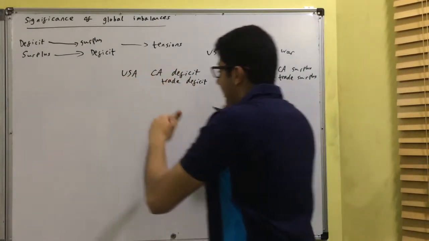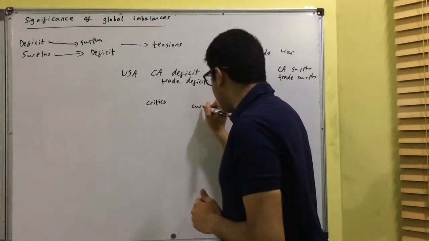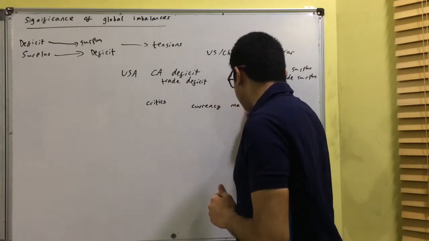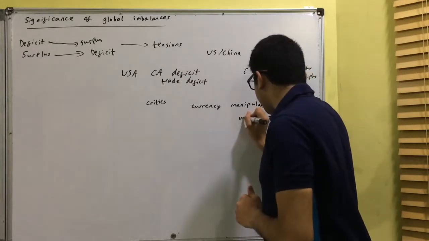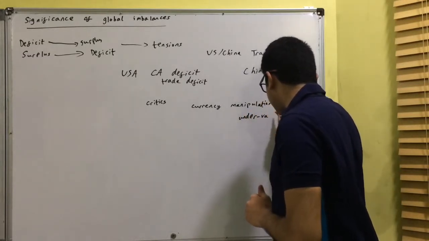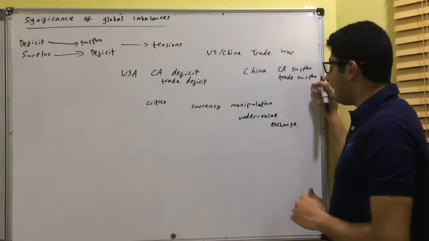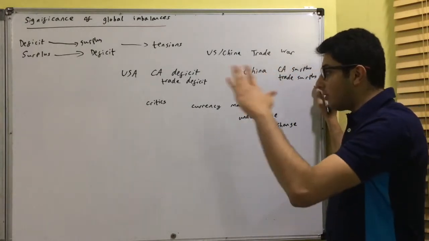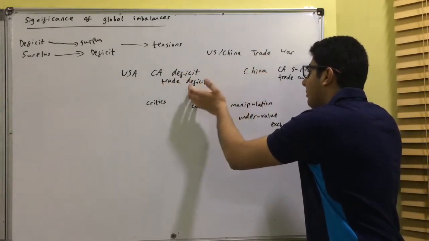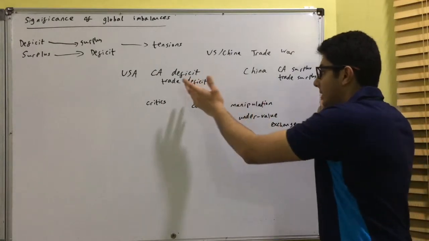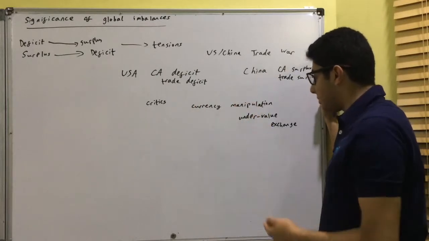Now, there are many US critics who accuse China of currency manipulation. They accuse China of devaluing or undervaluing its exchange rate, because what that does is if its exchange rate remains low, the price of its exports is low, so its exports are more price competitive. So these global imbalances lead to tensions between countries, accusations, political conflict, etc.